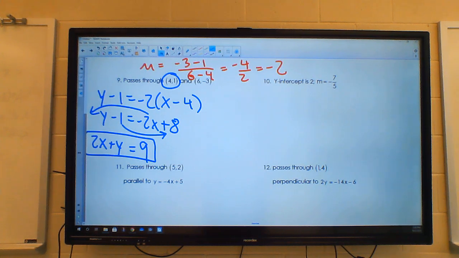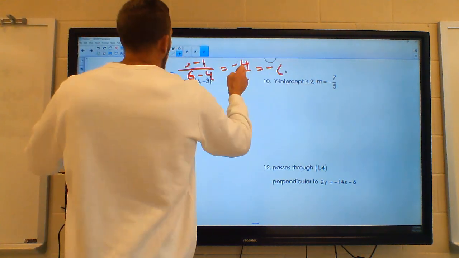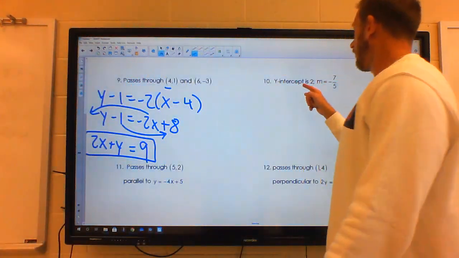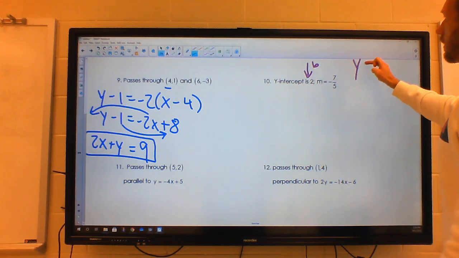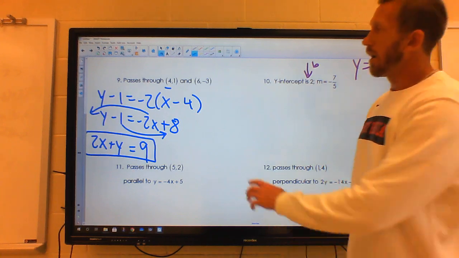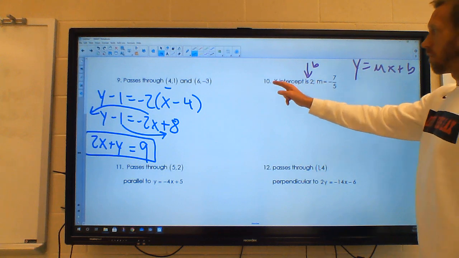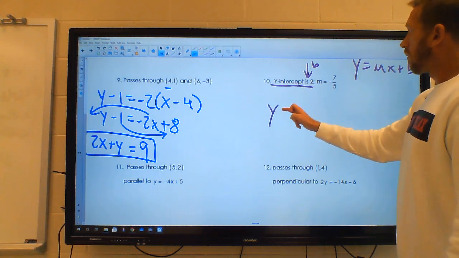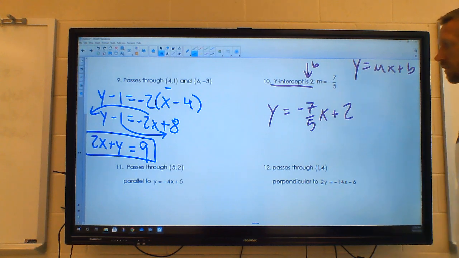2x plus y equals 9. Again, pause this if you need to assist you. Okay, I love me some question 10. This is awesome. They tell us the y-intercept. That is the b value in y equals mx plus b. So we can forego using the point slope form and just use the slope intercept form because they tell us the y-intercept. So y equals negative 7/5 x plus 2.